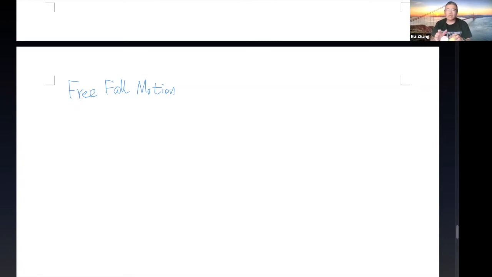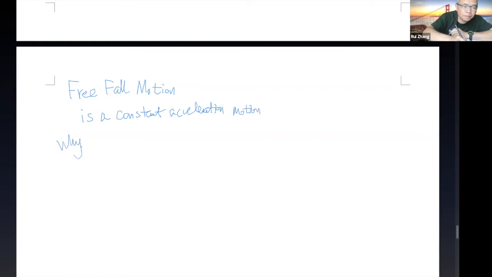However, the question is, it is not a constant velocity motion. It turns out this is a constant acceleration motion. So my question for you guys is, why can't this be a constant velocity motion? Let me write it down here. This is a constant acceleration motion. Why not a constant velocity motion?